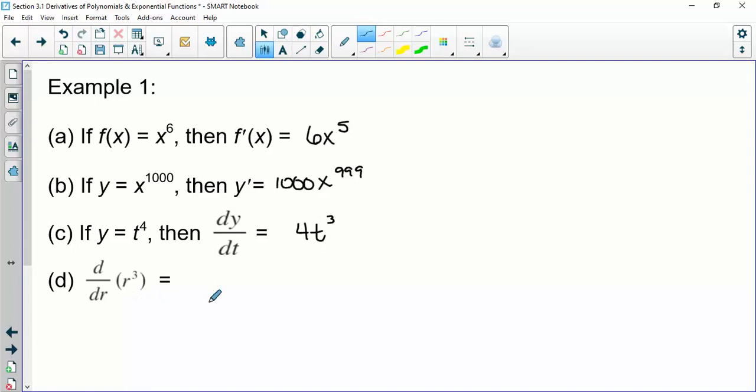d over dr of r cubed. I'm just using a lot of different notations here. All of these mean the derivative. So the derivative of r to the 3rd, r to the 2nd. So far, so good?